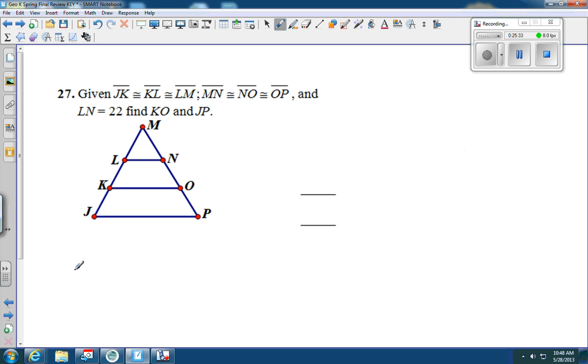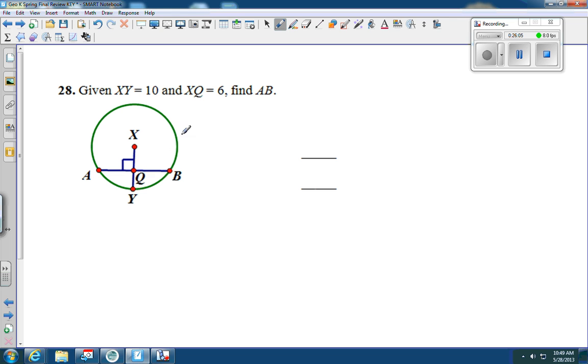Okay, all right. This tells me that JK is congruent to KL, and this is congruent to this, and then on this side, these are all congruent. Okay, and if this is 22, then I know that this is 44, and this has to be 66, 3 times as big as this one. Okay, so KO is 44, JP is 66.